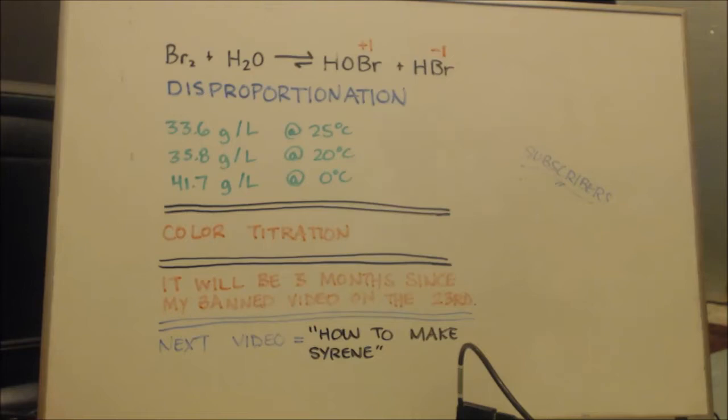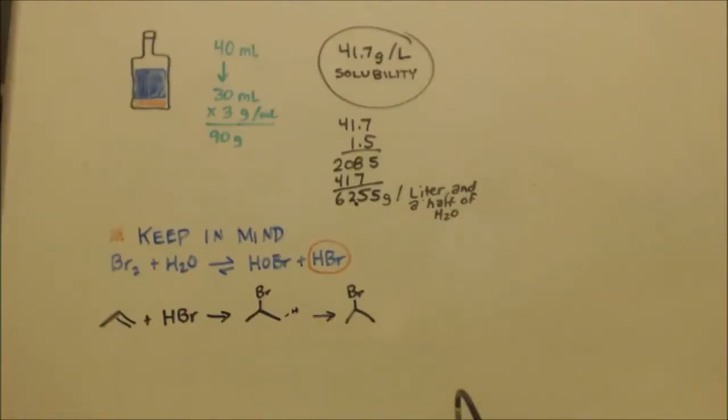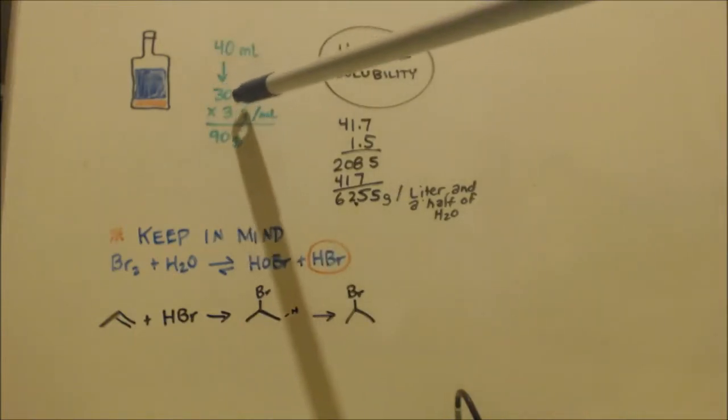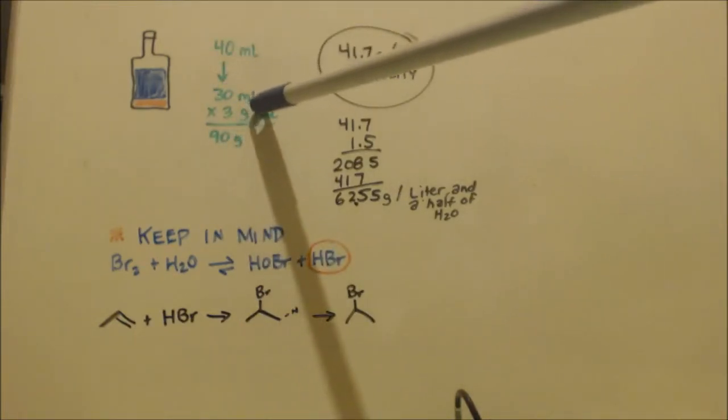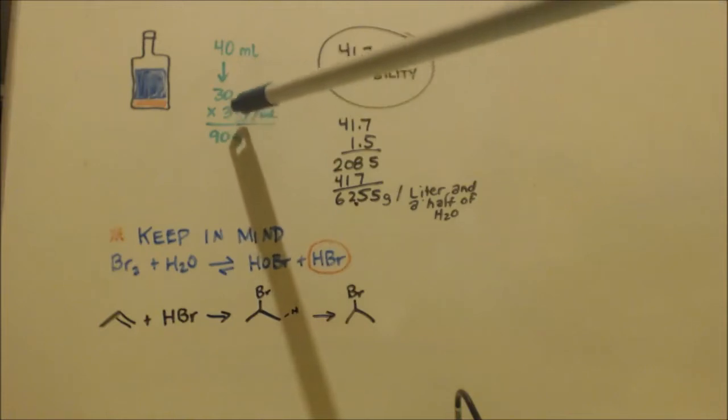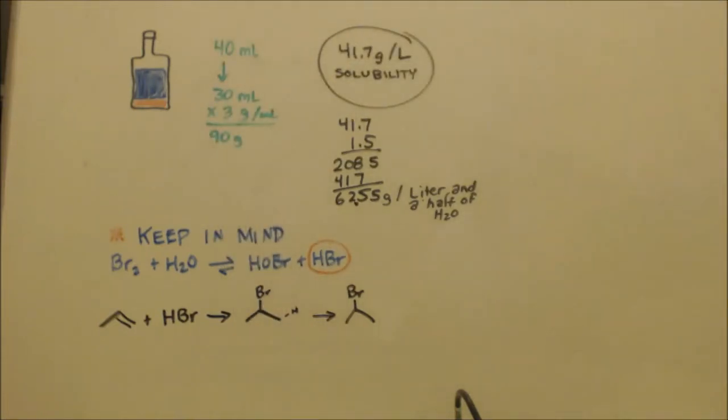So I have an idea, when I use it for an experiment, you know what I mean? I know 41 grams is in a liter. But here's the deal. I had 40 milliliters. Even if 10 milliliters were solid, I still had 30 milliliters. 30 times 3, and I don't know what the density of bromine is, but I think it's like 3.1 or something. But it's at least 3, so that's 90 grams, right?